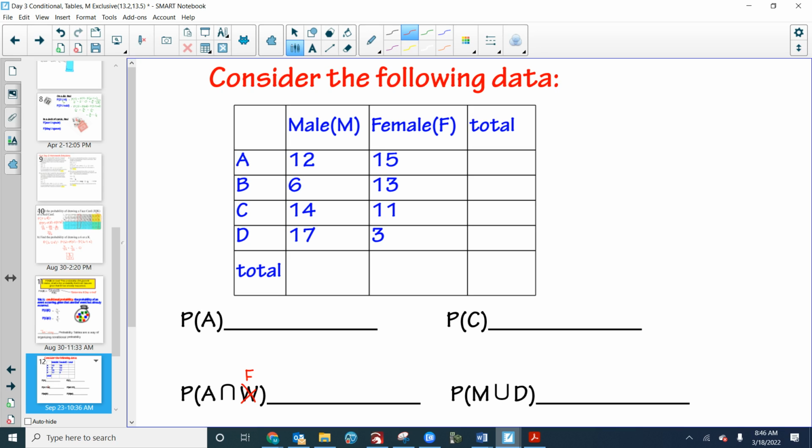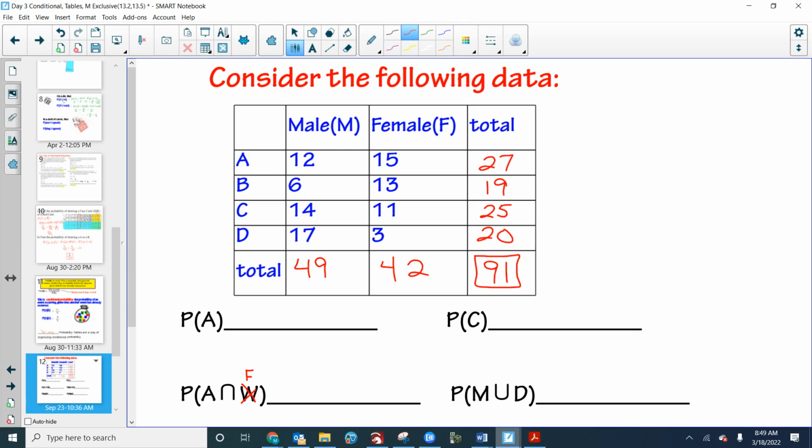So we have males in this column, females in this column. We have A's, B's, C's, and D's. And so we're going to be asked some information about this, all right? So the first thing I want you to do is find the totals of all columns and rows. So we'll need to know the totals because we're doing probability. We need to know how many it's out of. Simple probabilities to start, then we'll get into a little bit more complex.